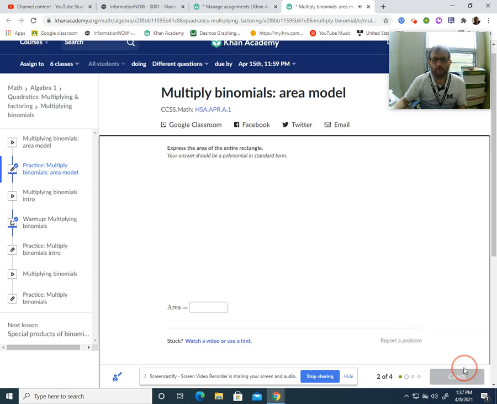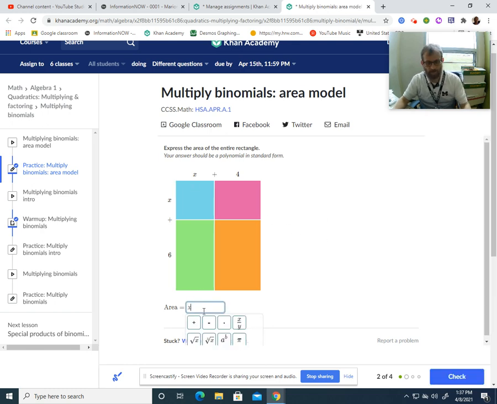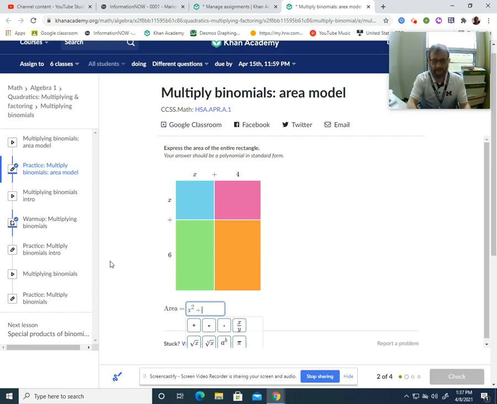Okay. So now the rest of these, we're not going to write that extra step. We're going to know it needs to be there. So x times x, again, is x squared. And we're going to add, this is a 6x, and this is a 4x, so that's 10x. And then 6 times 4 is 24.